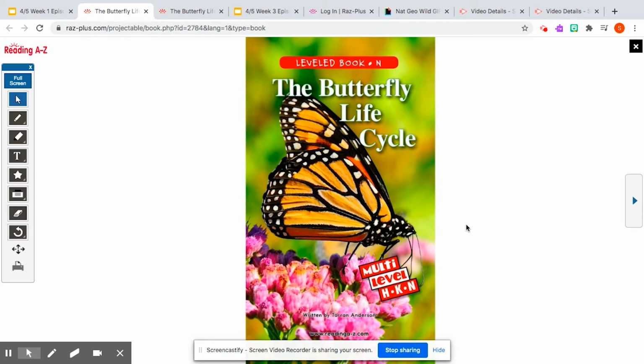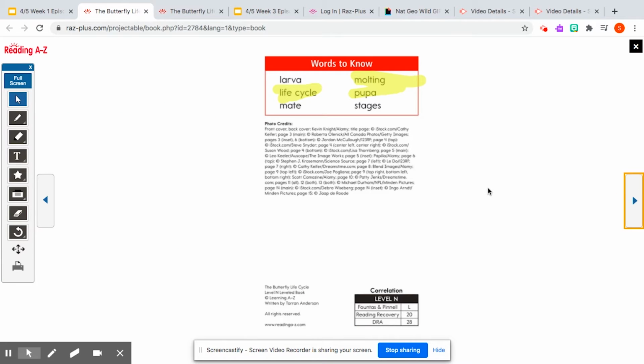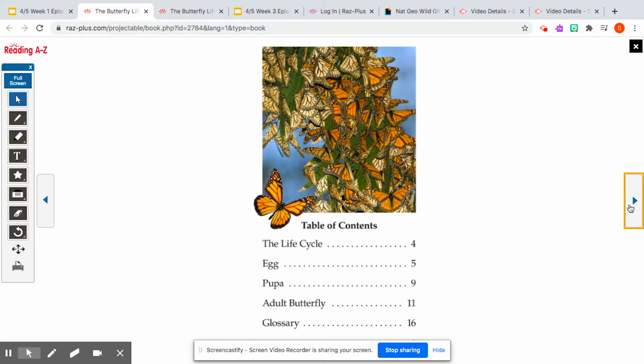Notice on the front cover we have a photograph of a monarch butterfly. On the first page, we're offered a focus question: what is the life cycle of a monarch butterfly? As we move forward, there are some words to know, such as larva, life cycle, mate, molting, pupa, and stages. I put some highlighter on a few of them that I thought might be important.